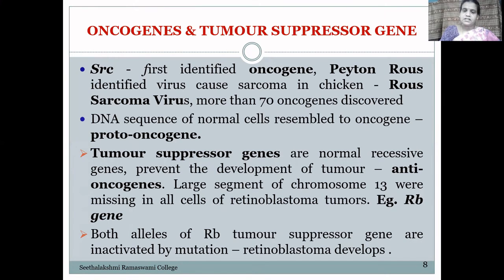Coming to tumor suppressor genes, the tumor suppressor gene was identified in 1987. It is a normal recessive gene. This tumor suppressor gene prevents the development of tumors, hence it is called an anti-oncogene. A large segment of chromosome 13 was missing in all cells of retinoblastoma tumors. The retinoblastoma gene is the best example of a tumor suppressor gene. Retinoblastoma develops when both alleles of the retinoblastoma tumor suppressor gene are lost or inactivated by mutation.